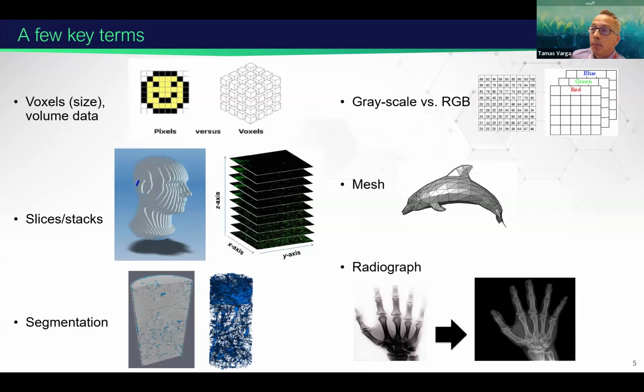And mesh is often used to simply represent 3D data by basically connected triangles, and that can build up 3D data. It's called the mesh. And a radiograph, I mentioned, is basically the X-ray image that is inverted in color after reconstruction. So the lowest density part, in this case air, would be black, and the highest density would be white, and everything in between.